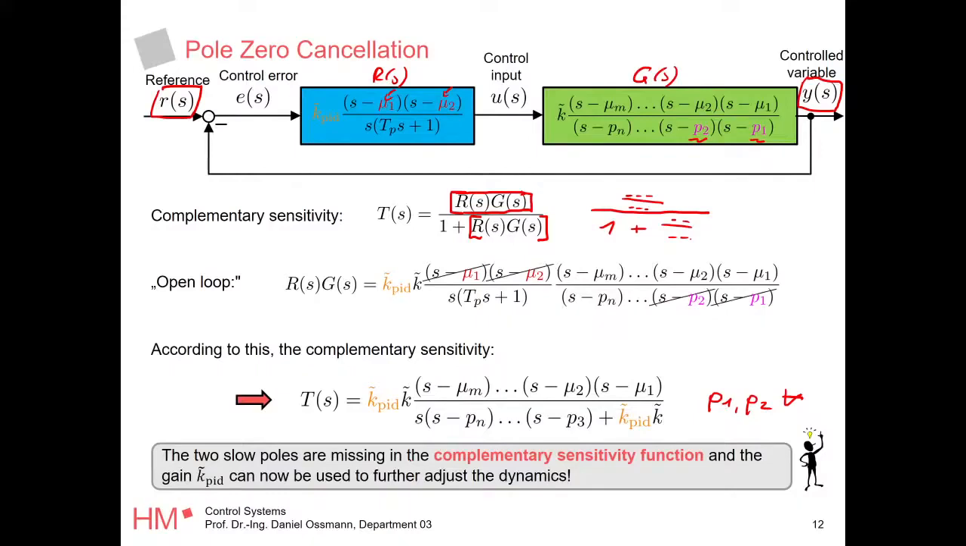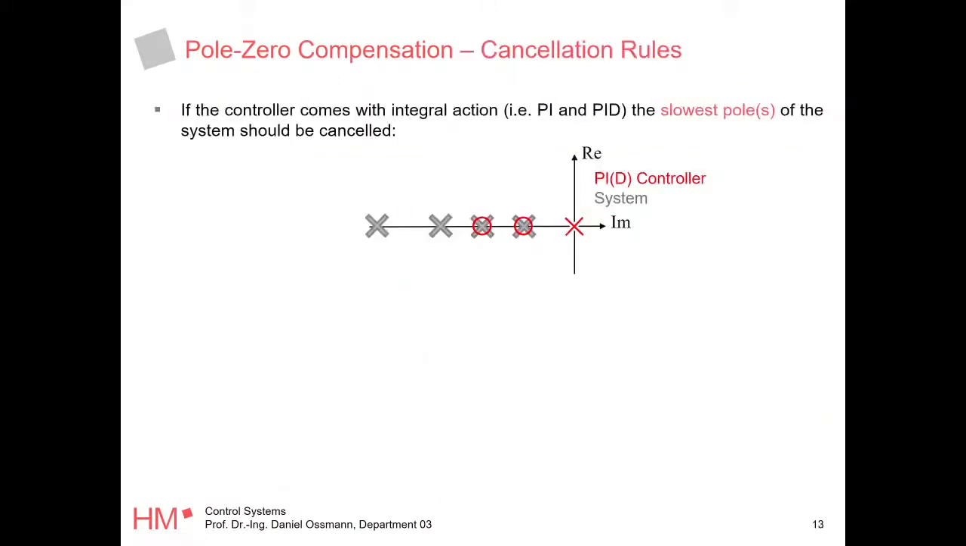So talking about taking out the poles you don't like, and this is a new slide this semester, because I figured it always is a little bit unclear which poles you should take out. If the controller comes with integral action, let's say PI and PID, right? So these are the only controllers with integral actions. You basically cancel the slowest poles of your system. And the system poles are the gray ones.